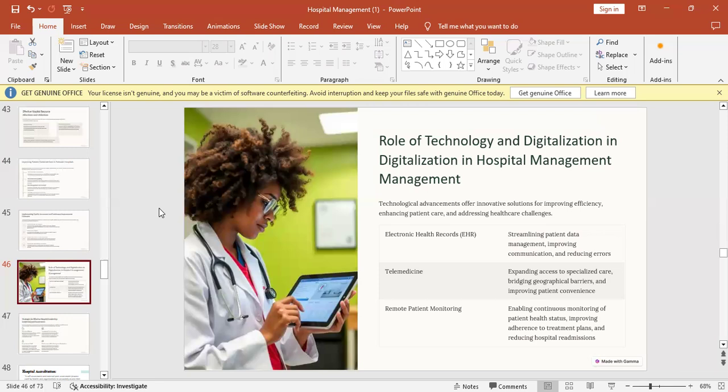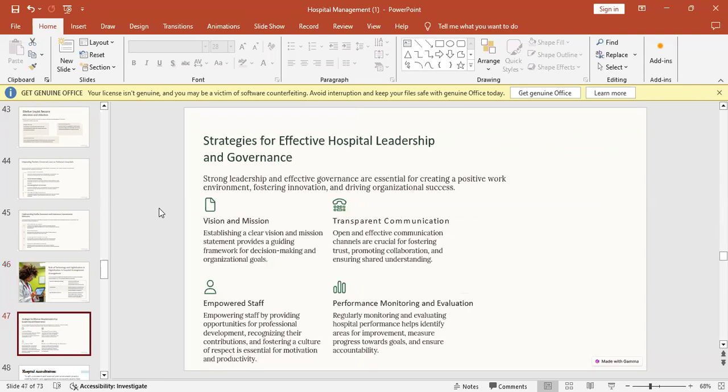Next is remote patient monitoring, enabling continuous monitoring of patient health status, improving adherence to treatment plans, and reducing hospital readmissions. Next thing that we need to discuss is strategies for effective hospital leadership and governance. Strong leadership and effective governance are essential for creating a positive work environment, fostering innovation, and driving organizational success.